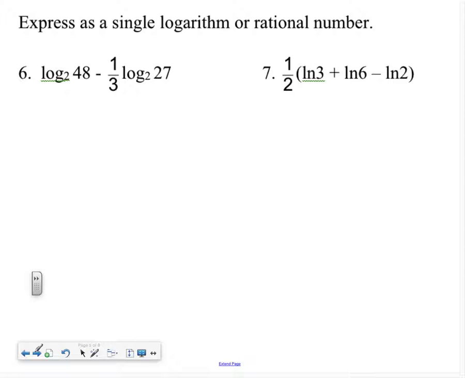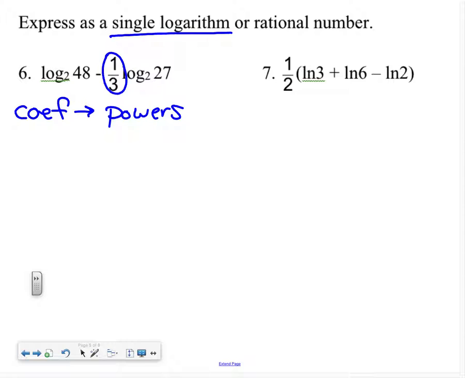Now that we're getting a feel for this, a lot of times what they want you to do is write something as a single log. The idea is to use the log rules to get it down to one log. The first thing you have to do is any coefficients out front turn into powers. That's the 5th log rule. So we take the 1/3 and put it up here as a power. What you have is log base 2 of 48 minus log base 2 of 27 to the 1/3.